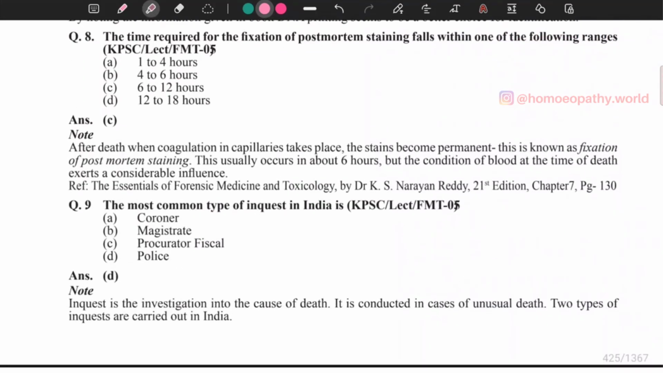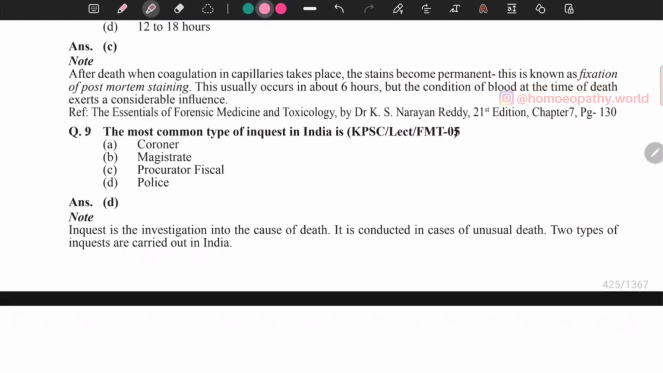Okay. The time required for fixation of postmortem staining falls within one of the following ranges. A. 1 to 4 hours, B. 4 to 6 hours, C. 6 to 12 hours and D. 12 to 18 hours. The answer is 6 to 12 hours.